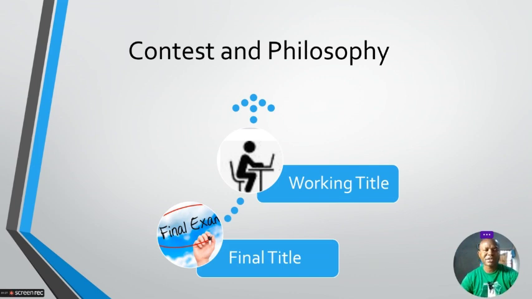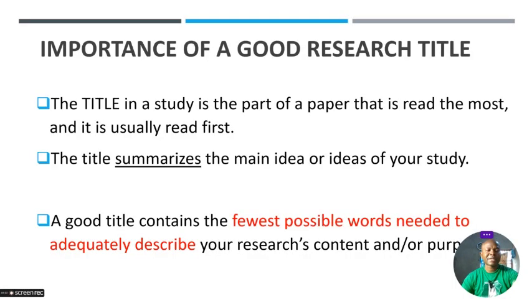Now, I'm going to take you step by step on how to write a research title. It's important to understand that a research title is the part of that particular paper that is read most. When you see a particular study, maybe in a publication or a journal article, what strikes you first is the research title. It is the first read, okay? And of course, it summarizes the main idea or ideas of a particular study.